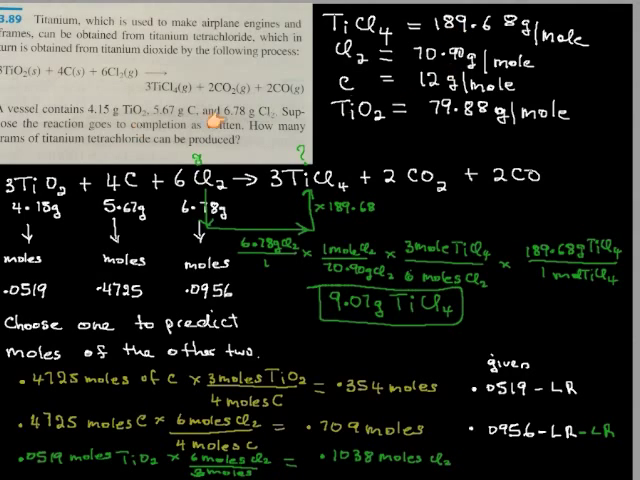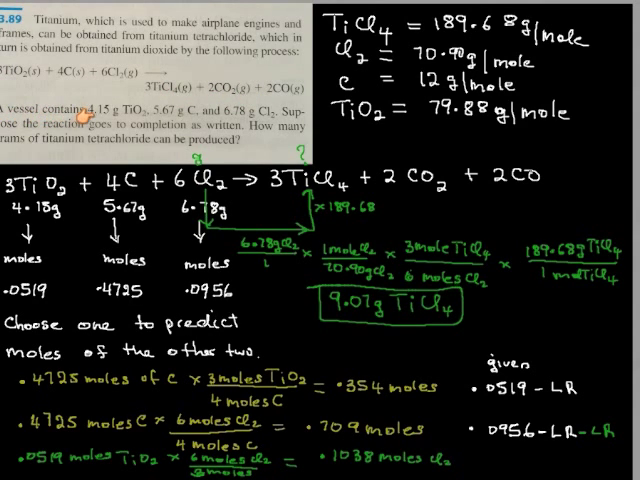Let's go ahead and use a real example. Titanium, which is used to make airplane engines and frames, can be obtained from titanium tetrachloride, which in turn is obtained from titanium dioxide by the following process. So you have titanium dioxide combined with carbon and chlorine, and you produce titanium tetrachloride, carbon dioxide, and carbon monoxide. And you are given a balanced chemical equation, which is really nice.